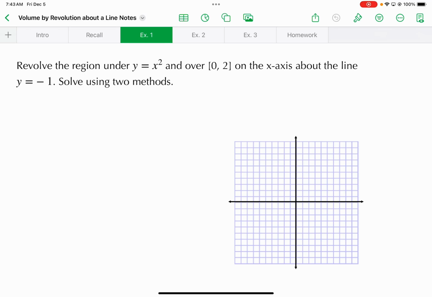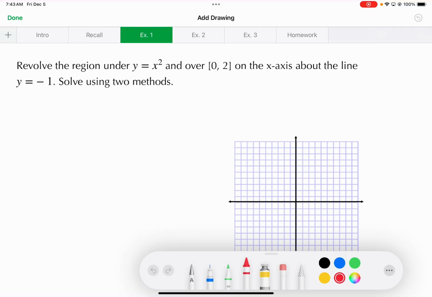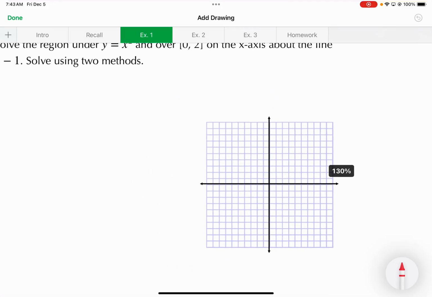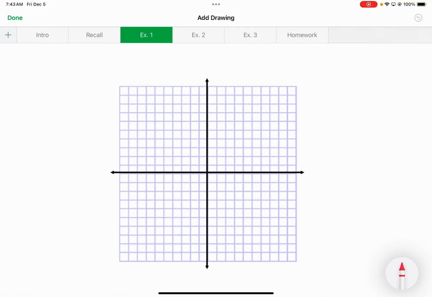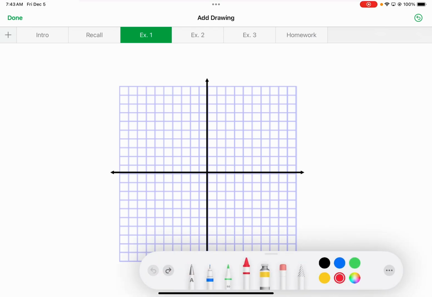For the first one, this is actually the same example that we did as the last example in 6.3 yesterday. So I wanted to call this up again and show you another way to do this. Revolve the region under y equals x squared over the interval from 0 to 2 on the x-axis about the line y equals -1. Solve using 2 methods. Yesterday we did it by using shell method. So I want to recall that and pull that up here again. Plus it gives us a way to review shell method as well. But all right, so let's say that is 1.